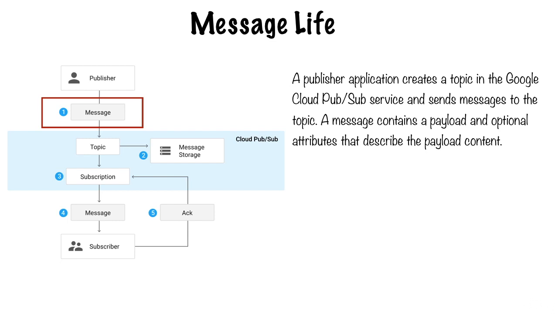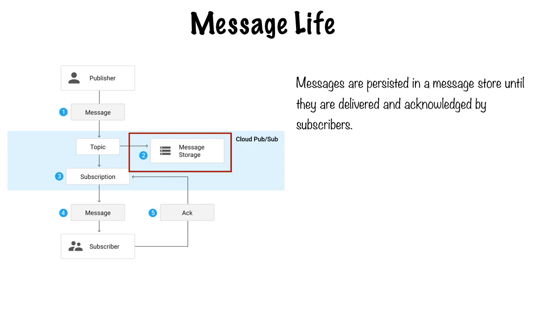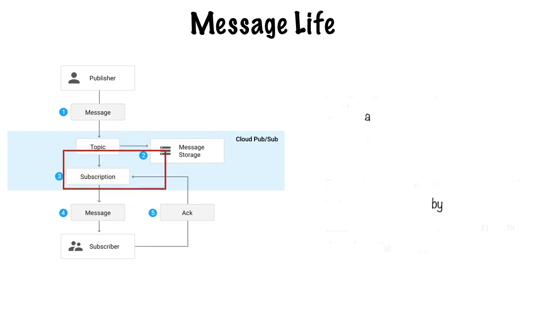of PubSub. It all begins when a publisher creates a topic in the PubSub service and sends a message to it. The message body is called the payload. The message could also include attributes that have been set by the publisher. Those messages will then be persisted in a message store until they are delivered to the subscribers and acknowledgements are received. This happens via a subscription.